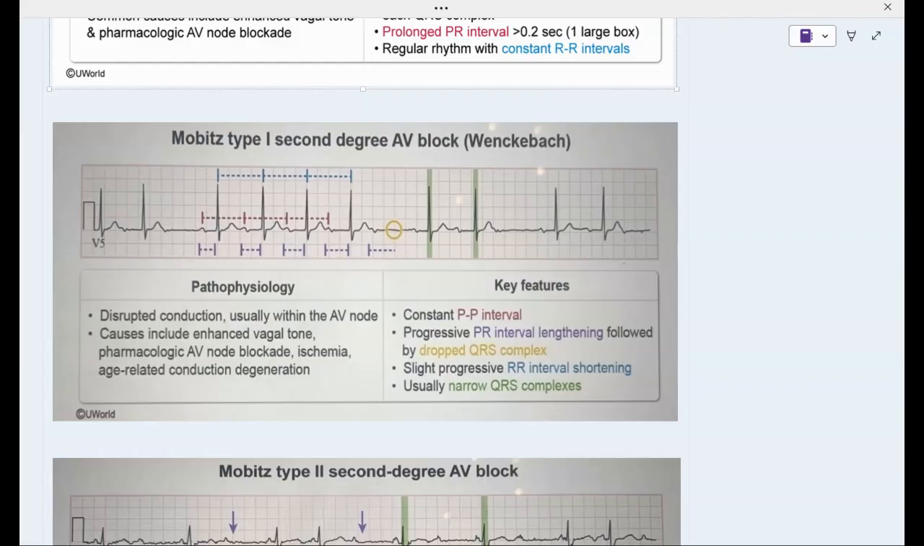Okay, so again, the PP interval is constant. But here there is a catch. The PR interval keeps on lengthening till a QRS complex is dropped. So because the PP interval is constant and the PR interval is lengthening, there is a progressive RR interval shortening, and QRS complexes are usually narrow.